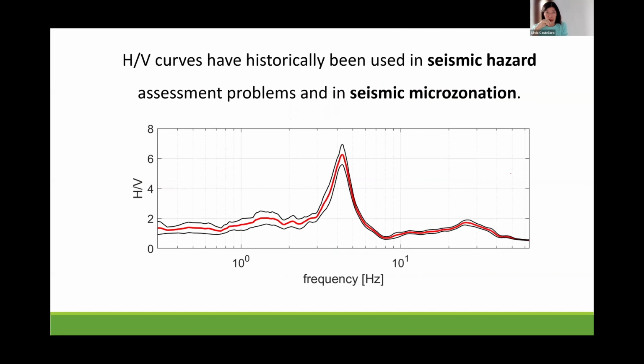Historically, these HRV curves have been used in the original sense, for their meaning of showing resonances. So they are commonly interpreted as: an HV peak is linked to a resonance. So it's linked to this equation. And the main use of these curves was to produce seismic hazard maps, seismic microzonation maps, maps of resonance frequencies. This was the original application of the method.